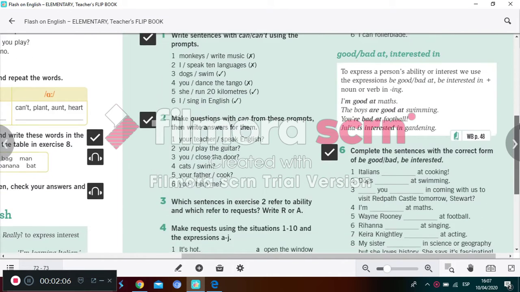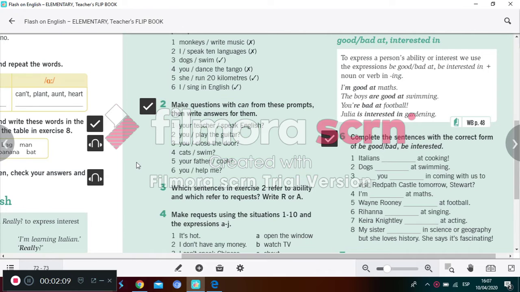Now, in activity number 2, you need to write questions. Listen, in your notebooks, in activity number 2, you need to make questions and answer these questions. For example, your teacher speaks English. Your question is, can your teacher speak English? Yes, he can, or no, he can't. You need to answer these questions in your notebooks. A piece of cake.